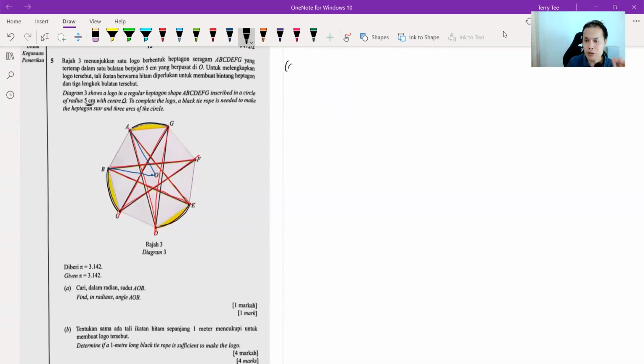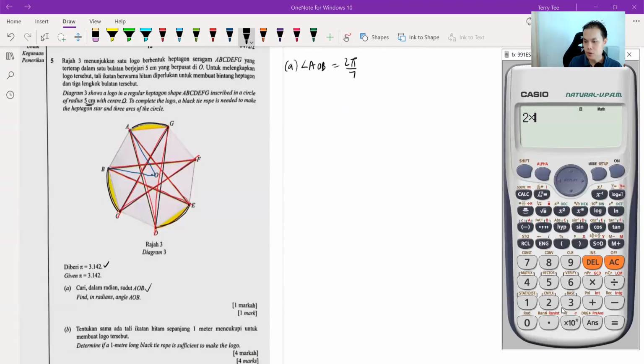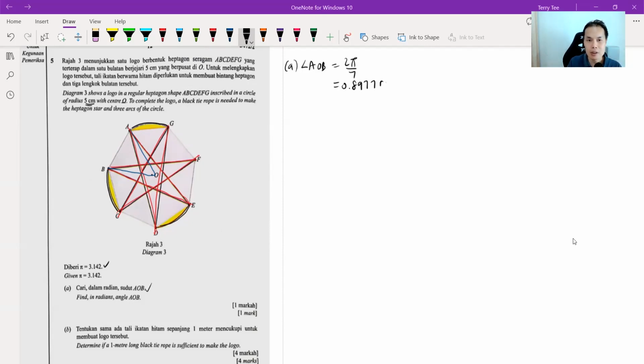But in this case, I don't want to take 360 because you want the angle in radian. So I would take 2 pi. In radian, 360 degrees is 2 pi. You divide by 7. And remember, they say use 3.142. So let's use 2 times 3.142 over 7. And I got 0.8977. This angle is 0.8977 radian.